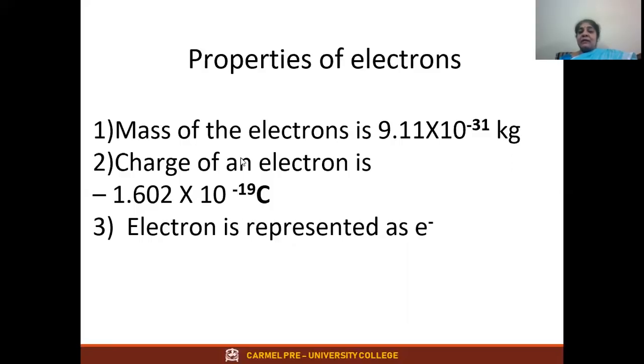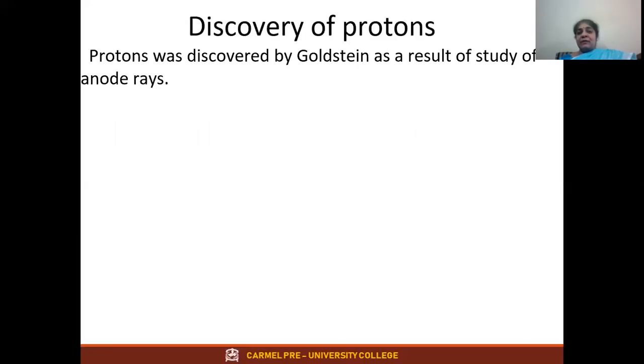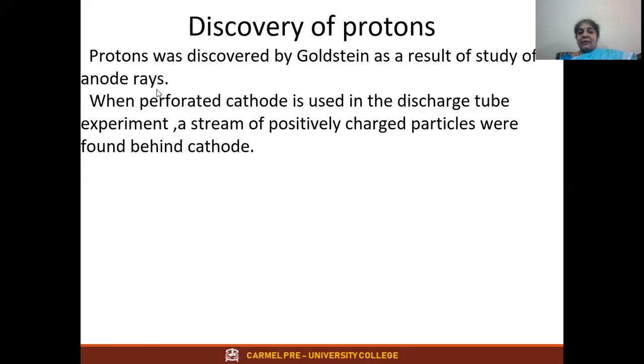So, till now, we have understood the discovery of electron. We understood properties of cathode rays, and we also understood properties of electrons. Next, discovery of protons. Protons were discovered by Goldstein as a result of study of anode rays. For electron, we studied cathode rays. For protons, we need to study anode rays.